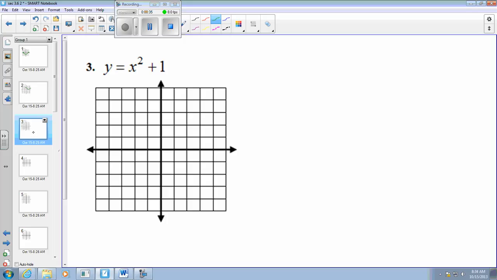Question number 3. If we have x squared plus 1, we know x squared is the parabola. The plus 1 moves it up 1, so I have a graph that looks like that.